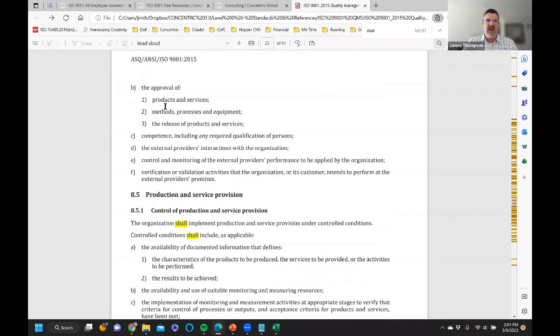So making sure that you're in alignment with your supplier on how that is going to work. Then competency, including any required qualification of persons, the external providers' interactions with your organization, control and monitoring of external providers' performance, and the verification or validation activities that the organization or its customers intend to perform at the external provider's premises.